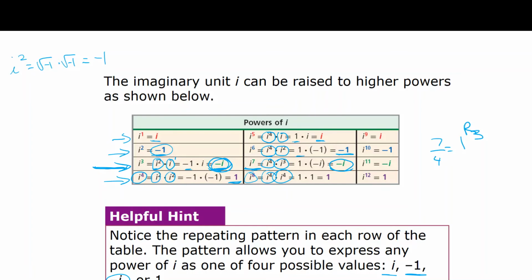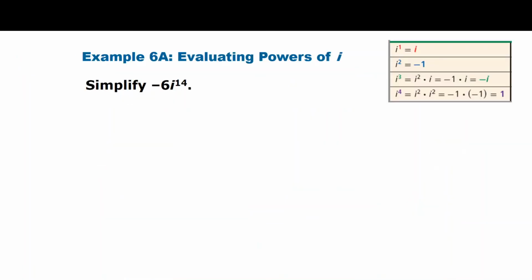Sometimes, for me, I just write them out, -1 times -1 times -1. And then I know that's -1, and this is i. So there are lots of different ways that you can think of this. We'll go through a couple of ways that I do it.